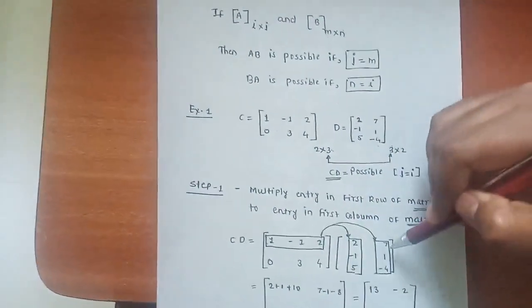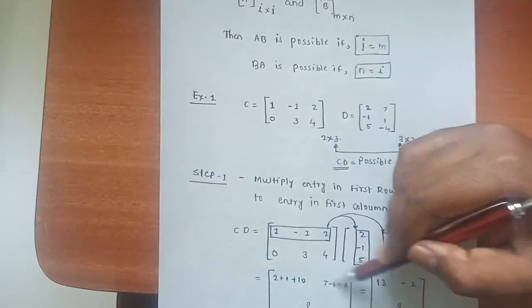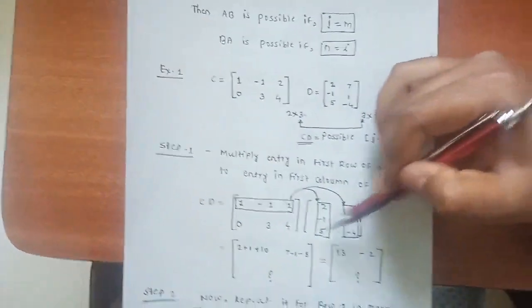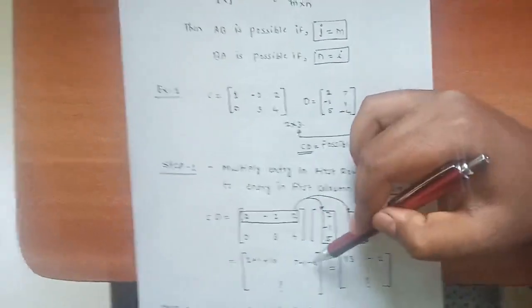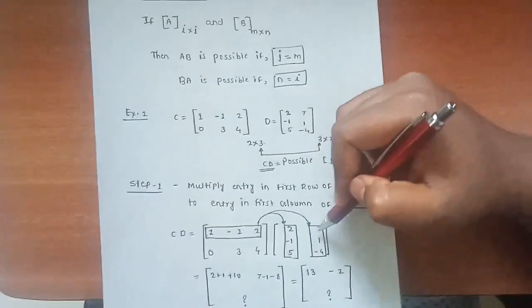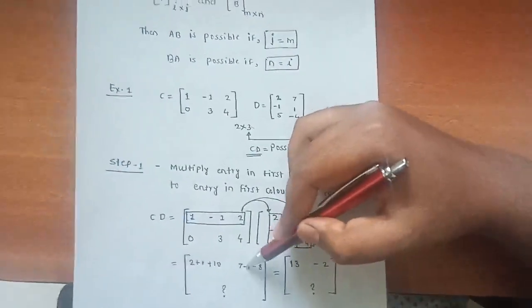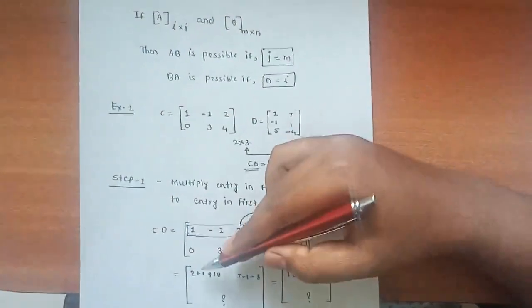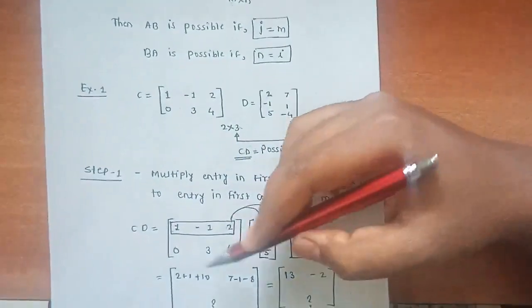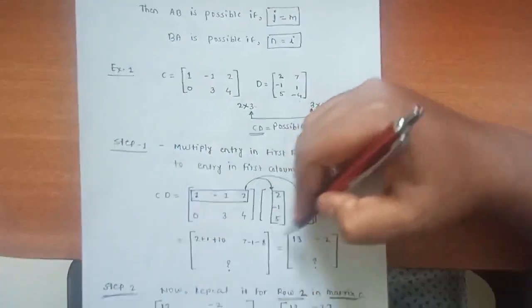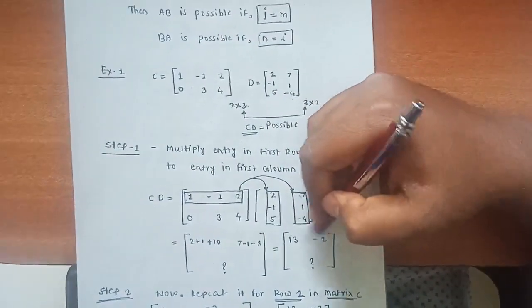Now, if I am multiplying the first row with the second column, I will get the second element. So 1 into 7 is 7, minus 1 into 1 is minus 1, 2 into minus 4 is minus 8. Since I multiplied the first row by the second column, I will get the second element of the row. So 2 plus 1 plus 10 is 13, and 7 minus 1 minus 8 is minus 2. So I got the first row elements.